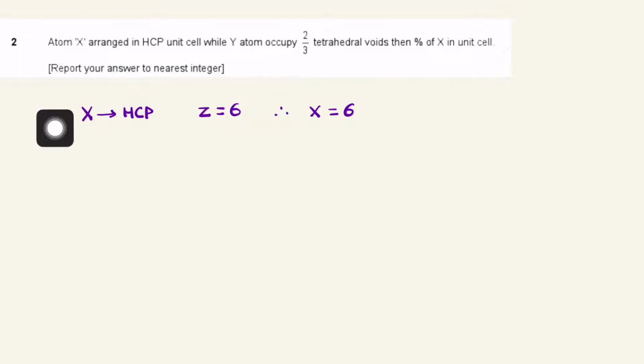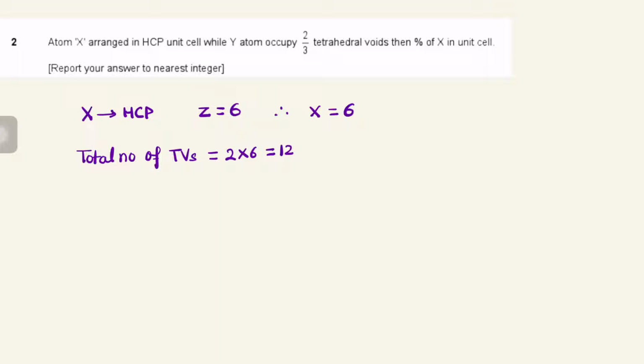Now the number of total tetrahedral voids. Total number of tetrahedral voids in HCP is 2 times the effective number, that is 12. Now Y is occupying 2/3 of tetrahedral voids, so the number of Y atoms will be equal to 12 into 2/3, that is 8.